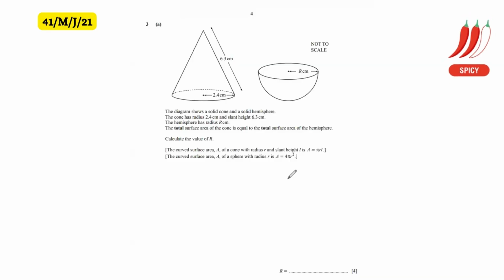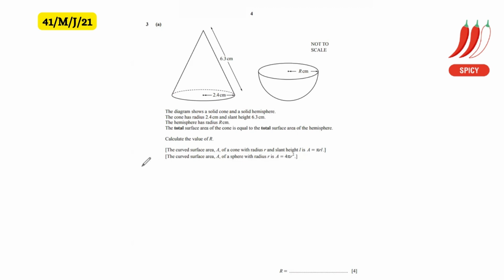This question says that the diagram shows a solid cone and a solid hemisphere. The cone has a radius of 2.4 centimeters and slant height of 6.3 centimeters. The hemisphere has radius R centimeters, and the total surface area of the cone is equal to the total surface area of the hemisphere. Calculate the value of R, the radius of the hemisphere. They've given us the formulas for the curved surface area of the cone, which is pi r l, and the surface area of the sphere, which is 4 pi r squared.